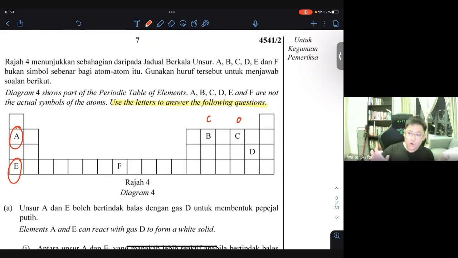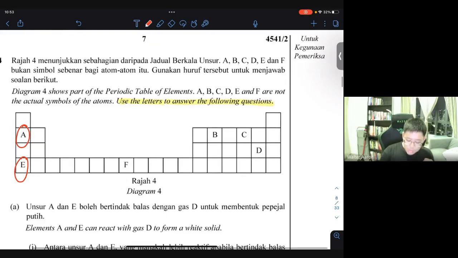But again, we are not going to use the actual symbols. We're going to use B and C. Now, how do we know the electron arrangement of B and C if we technically don't know what elements they are for now? We can look at the group and the period. So this is group 1, 2, this is 13, 14, 15, 16, 17, and 18, correct?